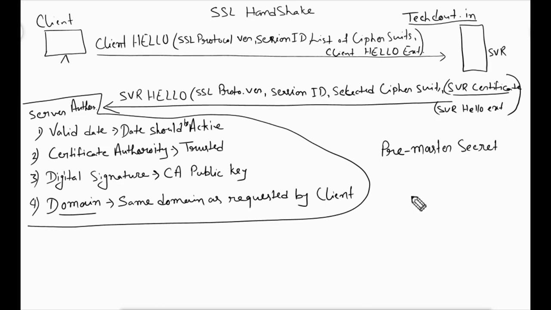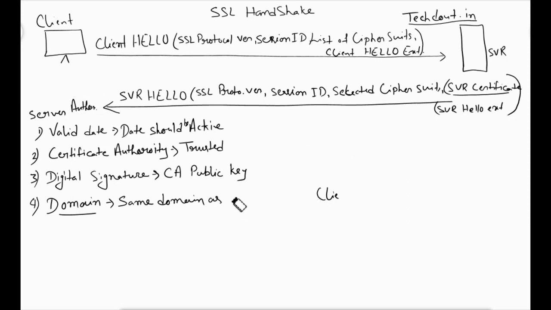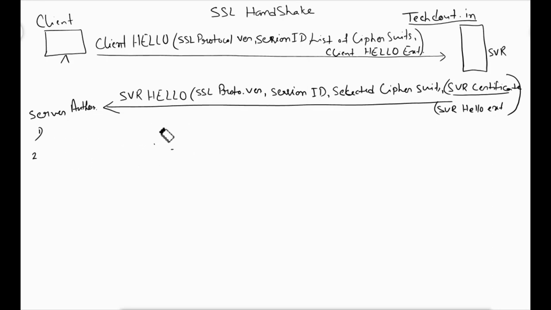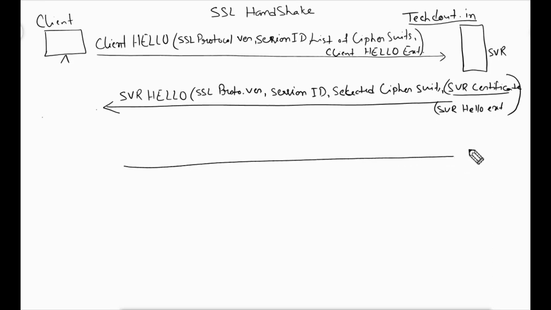Let's see how this creates the pre-master secret. I hope you are able to understand. If you have any query, please let me know in the comment. Okay. Now, let's see how the client creates the pre-master key.